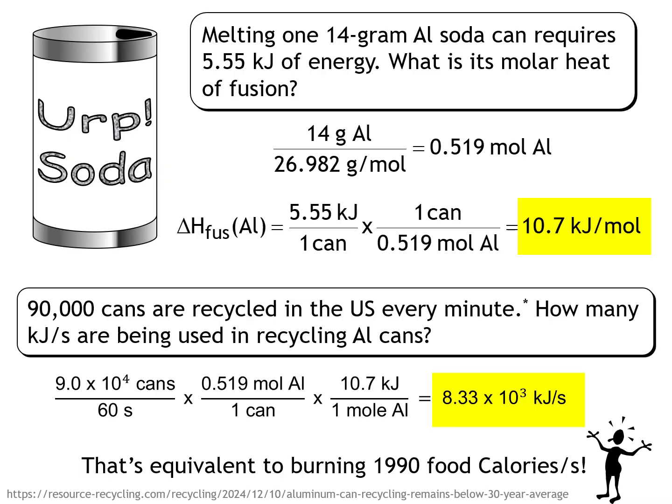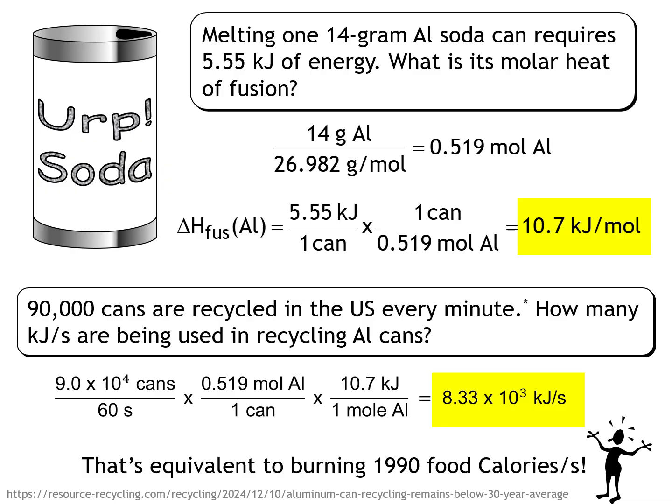Do some more conversions, and that works out to be about the same as burning 1,990 food calories per second. Now, athletic people, very active people, can get away with having a diet that's over 2,000 calories per day. Can you imagine trying to burn off that much energy in every second instead of in a whole day?